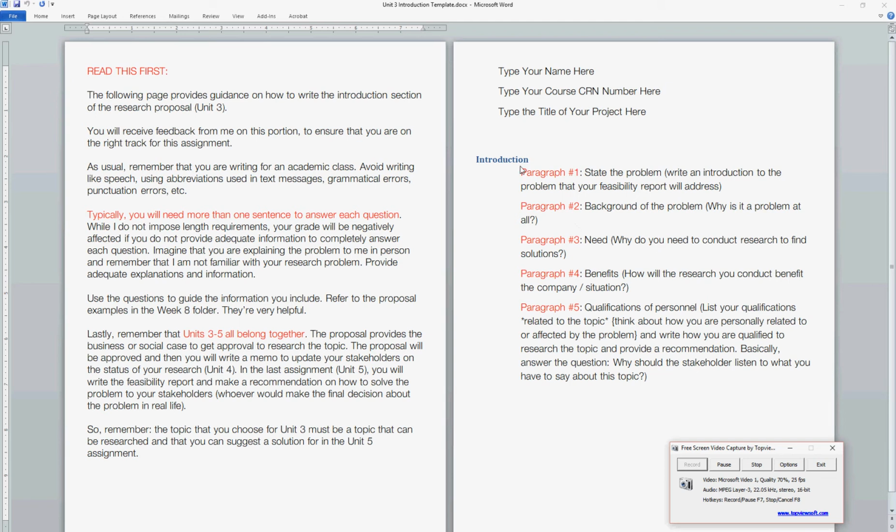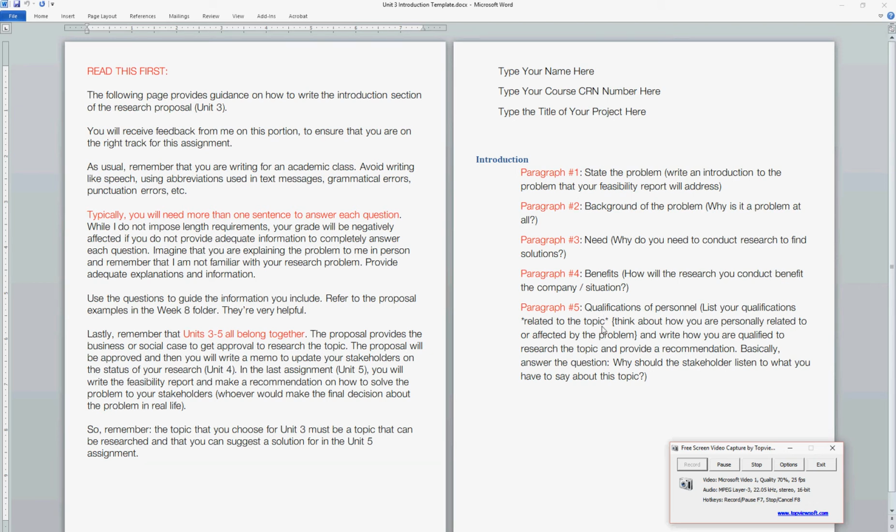For the introduction, and just a quick note, this is a template. If you'd like to change the font, be my guest. Please go ahead. If you'd like to make it look prettier, go ahead. The part that I really care about is the content, and so we'll go over that now.